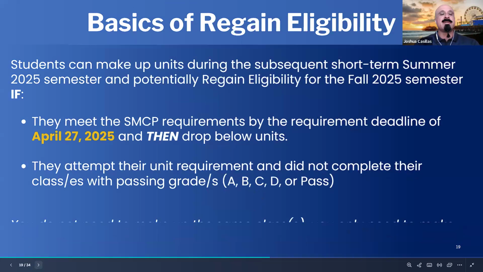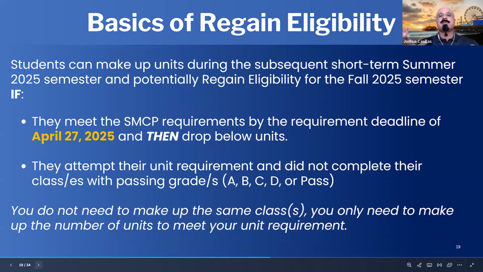The basics of regain eligibility. Students can make up the units during the subsequent short-term semester 2025. We're talking about the spring, so it's going to be summer 2025 semester, and potentially regain eligibility for the future fall 2025 semester if they meet the SMC Promise requirements by the requirement deadline of April 27, 2025, and then drop below the units. Okay, that's the key.